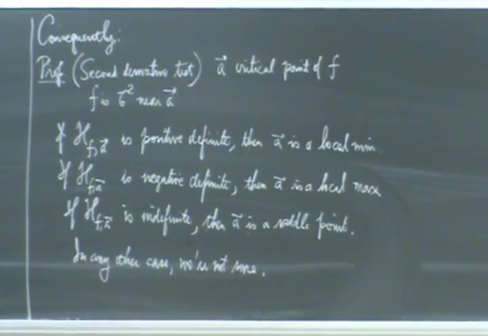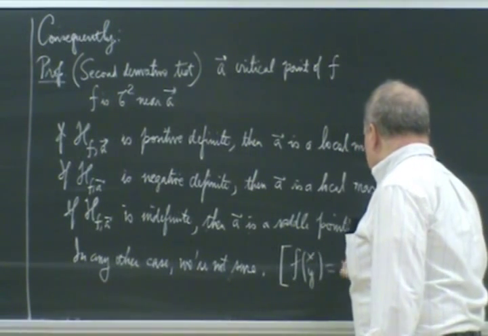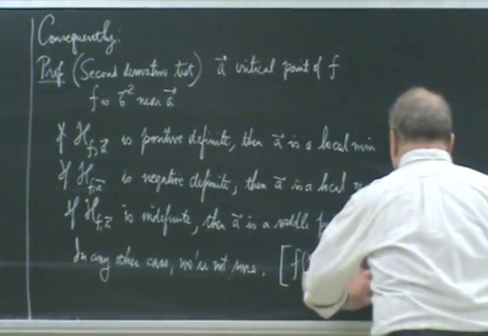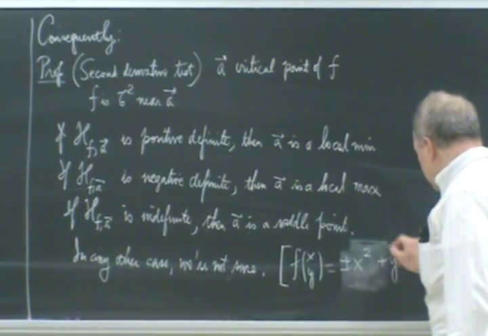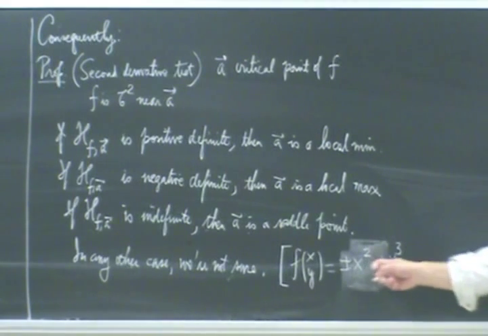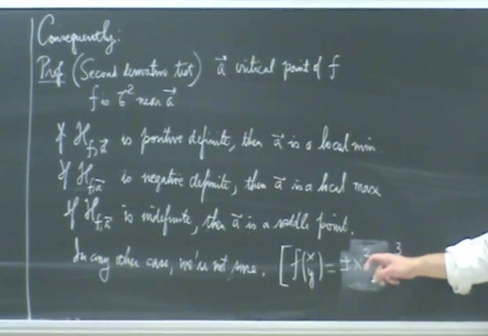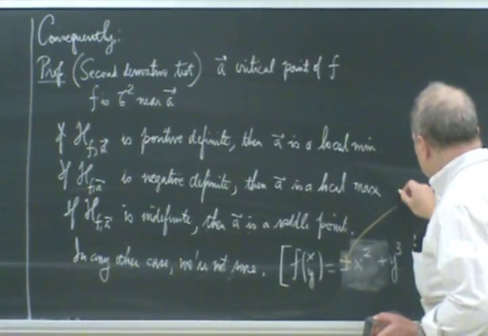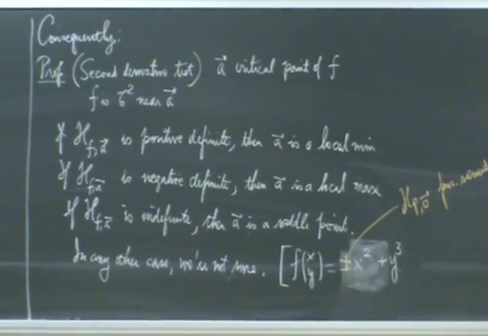Remember, we've already talked about the examples here. Consider the function plus or minus x squared, and then you can put in y cubed. You all agreed that this was a saddle point at zero, because y cubed would be positive or negative. But the Hessian would be positive semi-definite if you have a plus here. Positive semi-definite. So it could be a saddle.